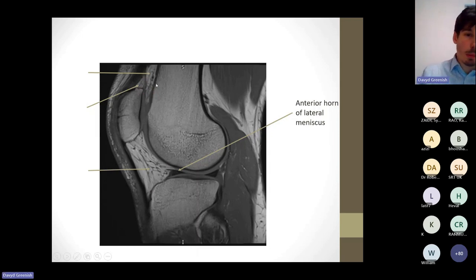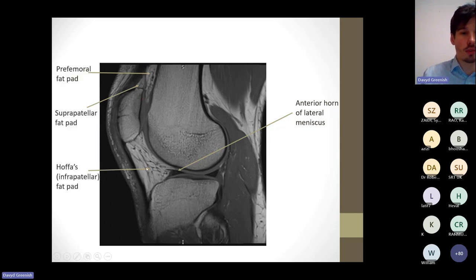Yeah, so we've got the suprapatellar fat pad, very good. And then we've got the infrapatellar, this big chunky one, also known as Hoffa's fat pad. And this last one here sits anterior to the femur, so it's the prefemoral fat pad. So we've got Hoffa's or infrapatellar, suprapatellar, and prefemoral.